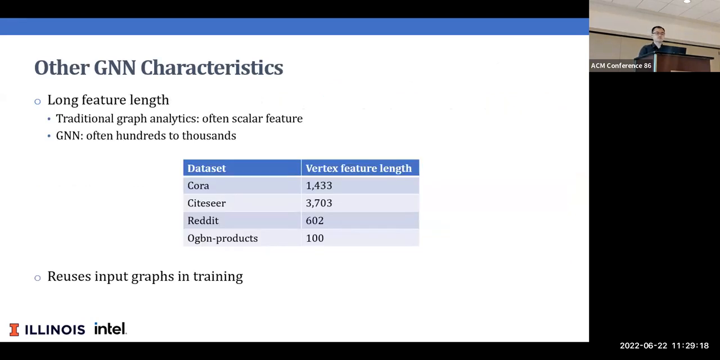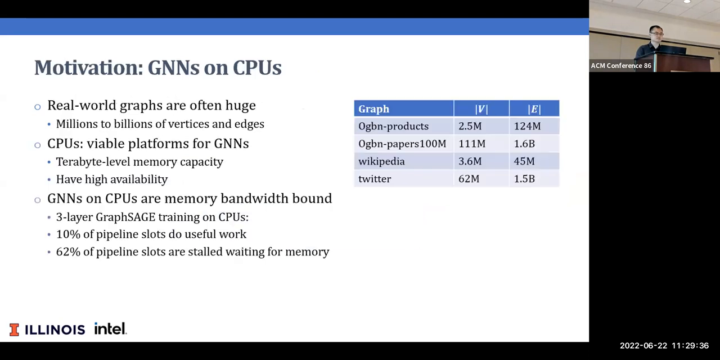One notable difference between GNNs and traditional graph analytics is that while traditional graph analytics usually involve scalar features, GNNs often operate on hundreds to thousands of features per vertex. And lastly, the input graphs are reused during GNN training.